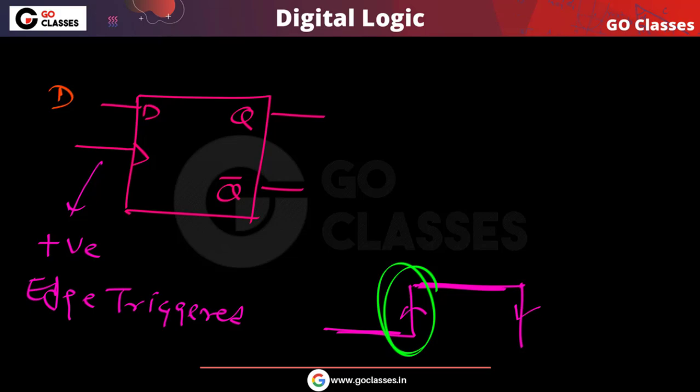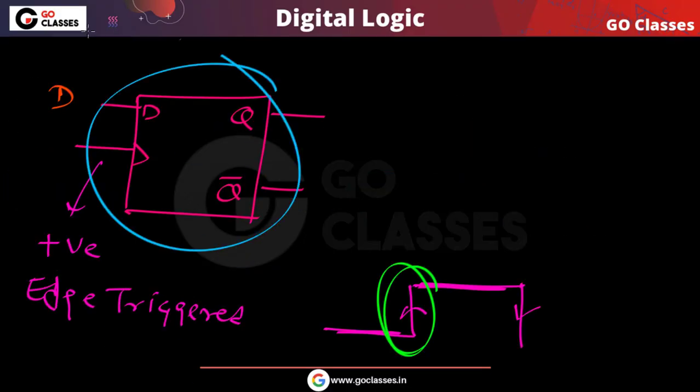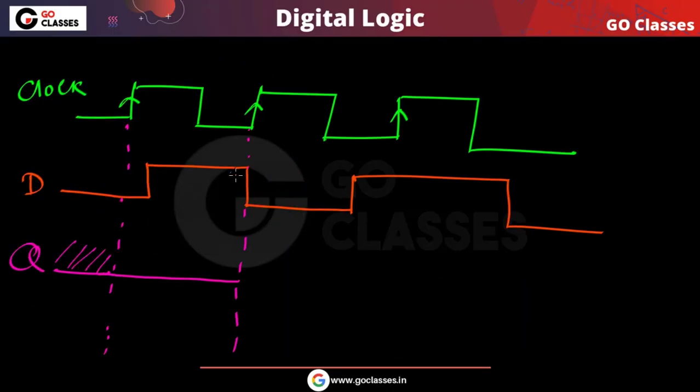So what will this flip-flop do? We don't know, because you can notice the clock edge is coming at the same time when the input D is changing. So I don't know what to do here. I don't know whether this flip-flop is going to consider 1 or whether it will consider 0. So there is an issue here.